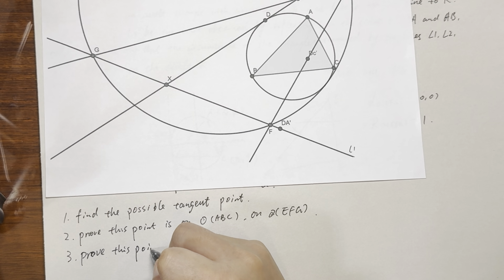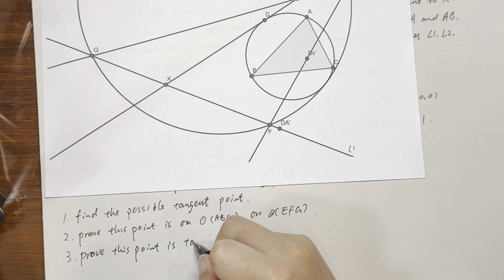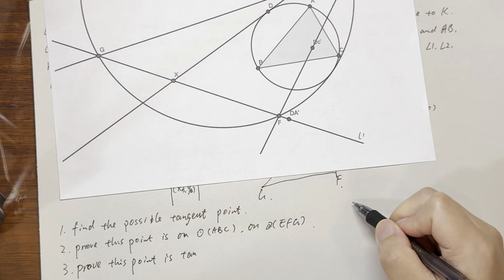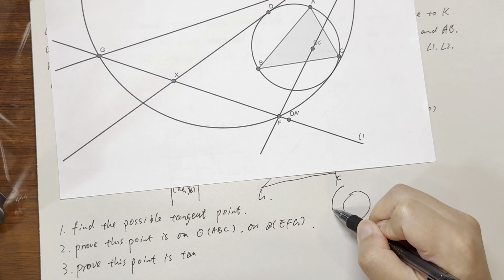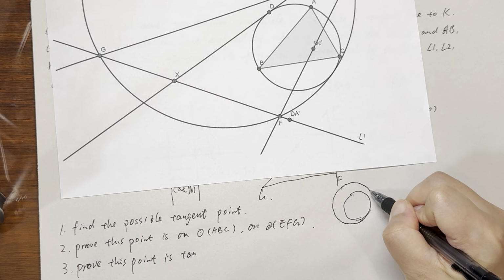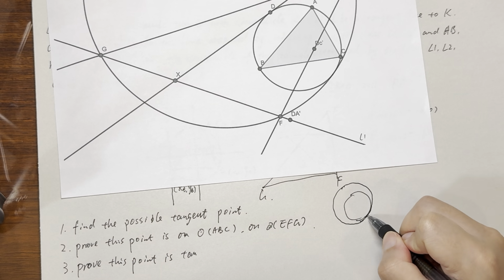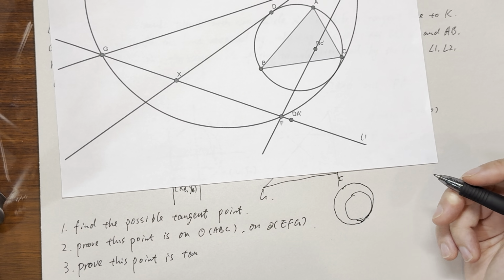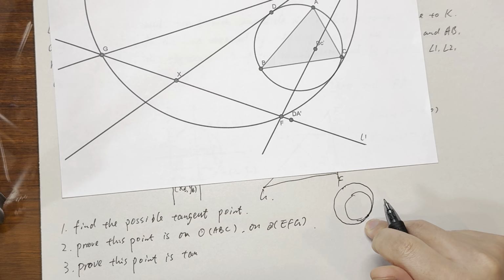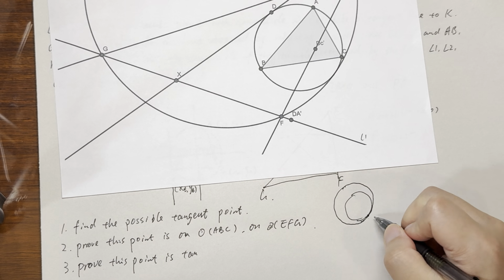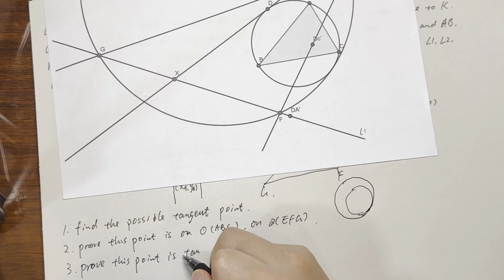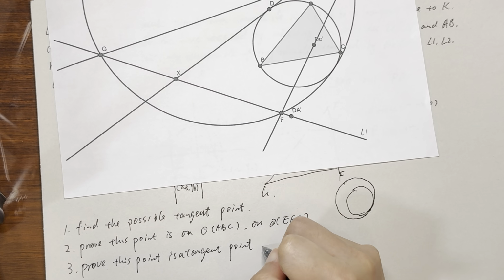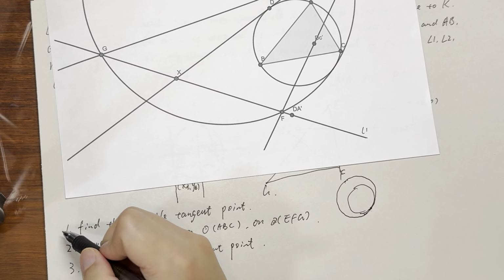this point is... so think about that. We have two circles here, right? We want to prove that, we know this point is on the smaller circle and the larger circle at the same time. So we want to prove that this point is a tangent point, right? Prove that this point is a tangent point of the two circles. So that's the three steps.